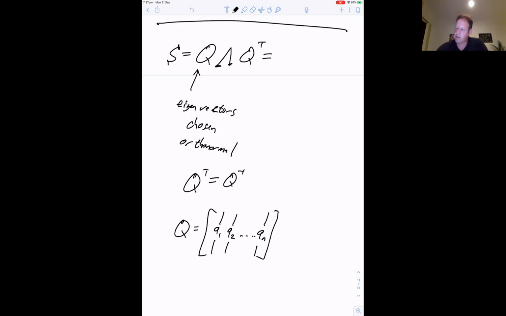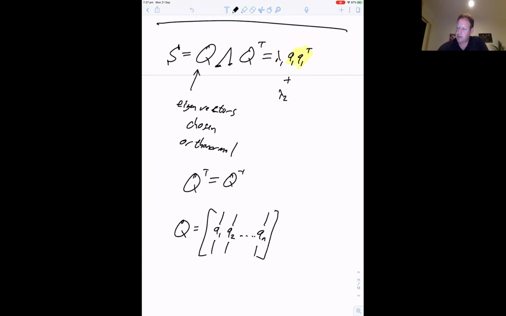So then what I can do is I can do lambda 1 times Q1, Q1 transposed. This is a matrix. What's the rank of this matrix that I've just encircled? The rank of this guy. What's the rank of this yellow thing? 1. It's a rank 1 matrix. It's an outer product.